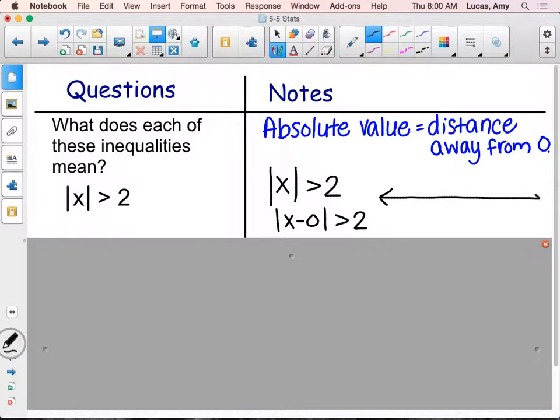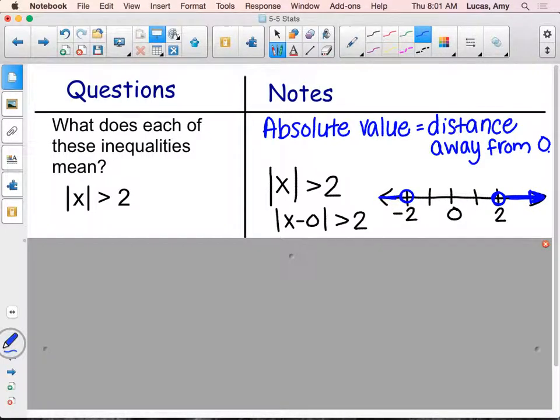So to explain what this means, I'm going to draw a number line and put 0 on it. Now think about distance. If you are greater than 2 units away from 0, you're more than 2 units away. So if I go 2 units to the right, I'm at positive 2. If I go 2 units to the left, I'm at negative 2. But since it's greater than 2 units away, I would put an open circle on each of those and go further away from 0.